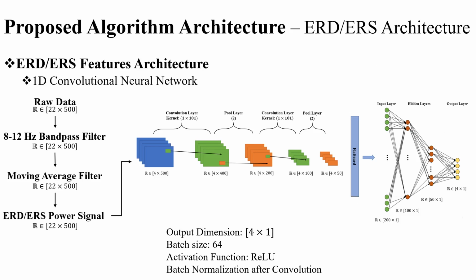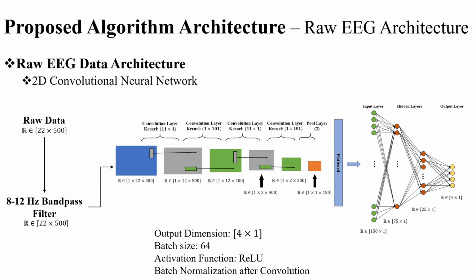Then next is the ERD-ERS architecture. It is a 1D convolutional neural network. Since the input channels are considered as independent of each other, the kernel size is 1 by 101 and convolves only based on the temporal domain. The learning algorithm is the same as the CSP-based neural net.